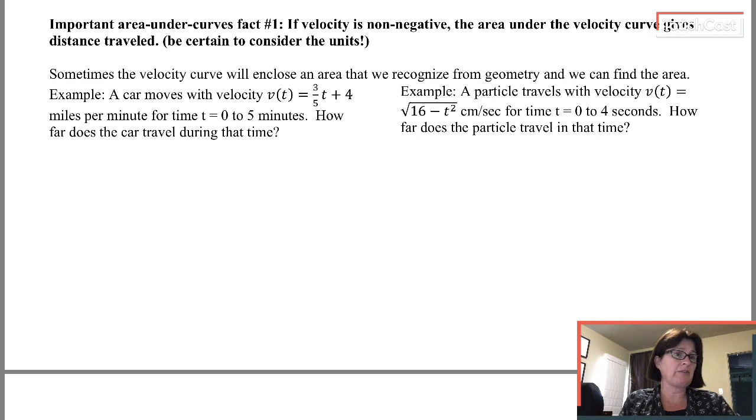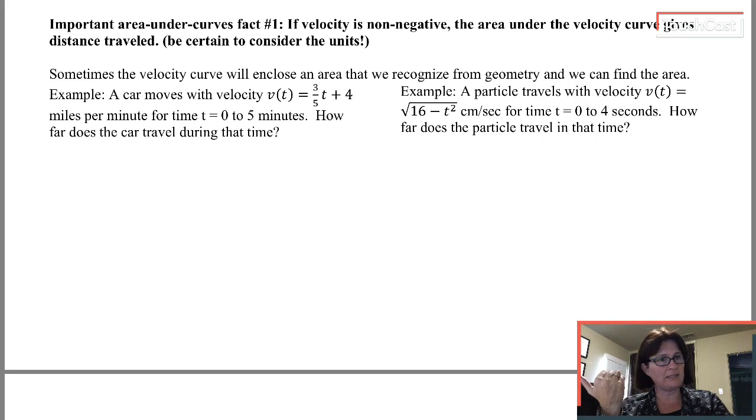Most important fact to take away from this video, I call it important area under curves fact number 1. If the velocity is not negative, then the area under the velocity curve gives distance traveled. You have to make sure that you think about the units. Remember when we multiplied rate times time to get distance? We had to have the units match up.